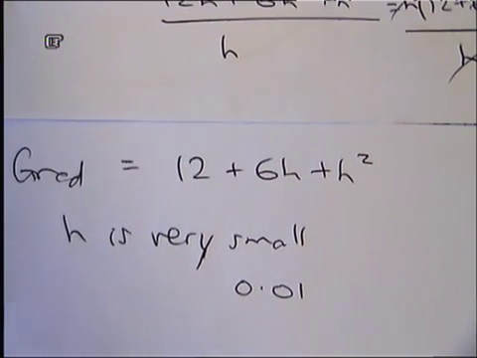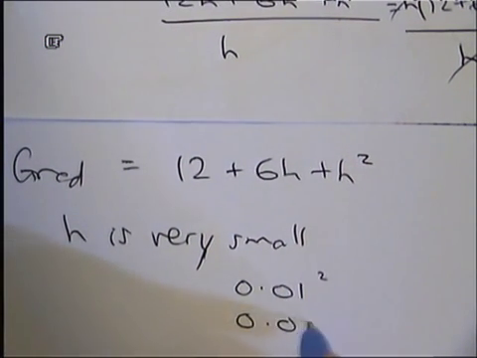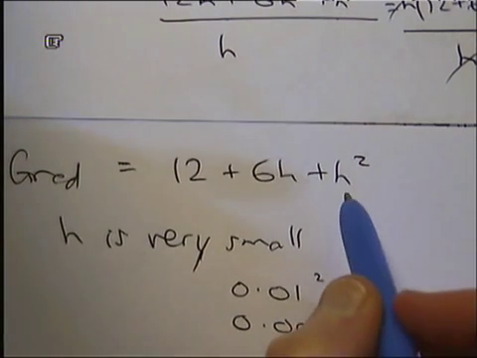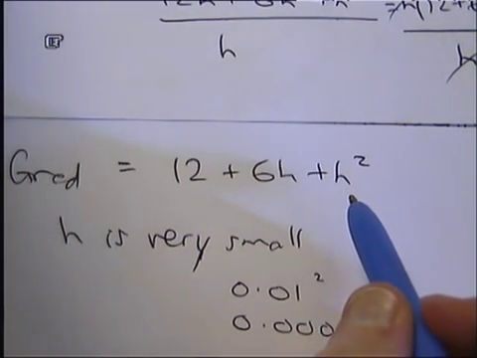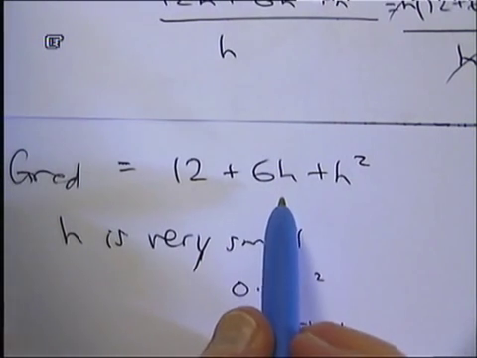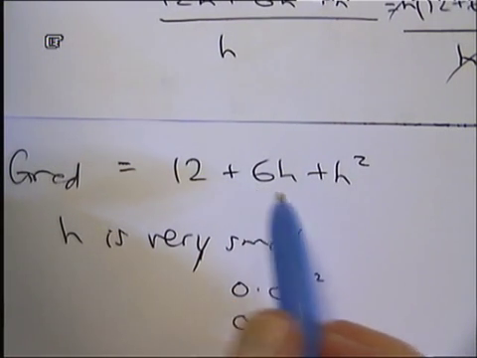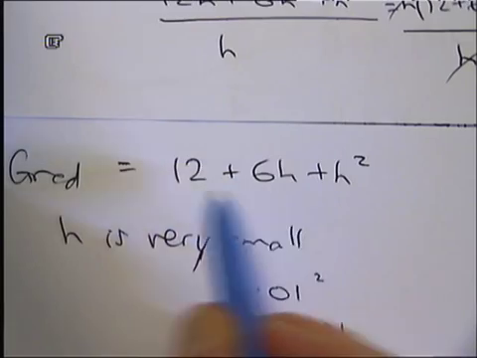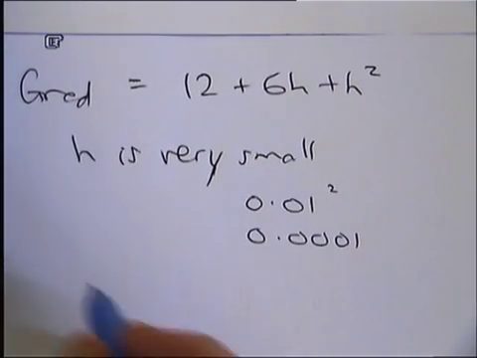0.01 is a very small number. If you square it, you get 0.0001. You get something even smaller. So something very small squared is something even smaller. This is something small. 6 times something very small is still very small. So what we can say is this.